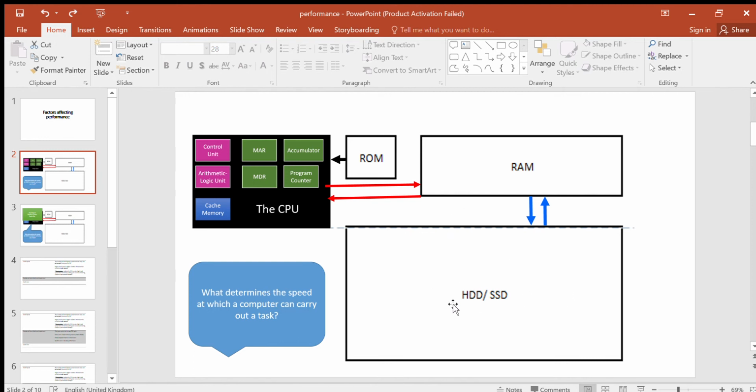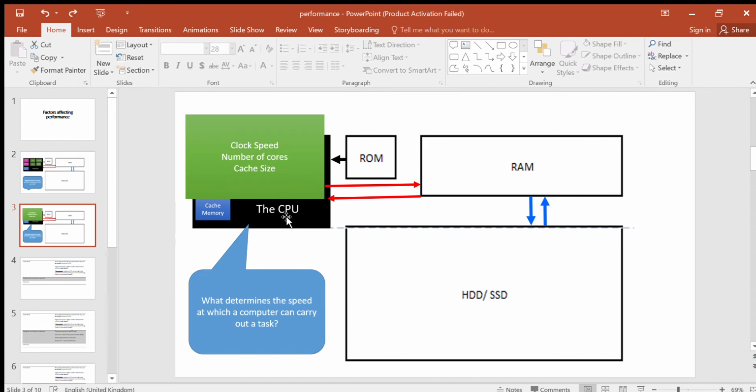Secondary storage, we talked about, haven't we, the idea that some secondary storage has got faster reading and writing speeds than others, but other than that, it's not a huge determinator in the speed of your computer. So let's drill down a little bit.